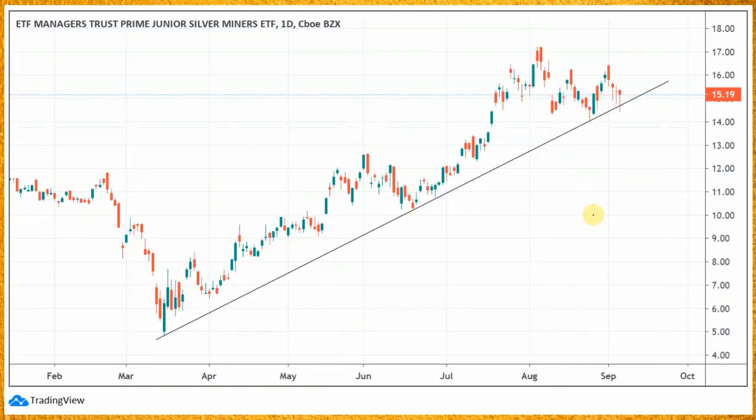Let's have a look at the SILJ, the silver junior miners. Again, we've got that upsloping trend line, and we've had a wick that's just broken below there. If we get a close below this line, then we've got a drop. The next support will be around the $11 to $12 area.